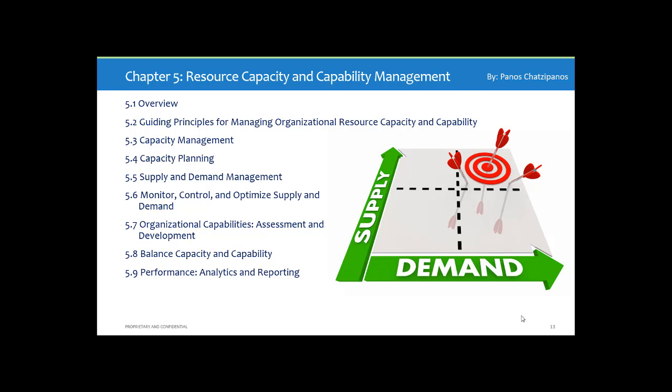The chapter's main sections include the guiding principles for managing organizational resource capacity and capability, capacity planning, capacity management, supply and demand management, monitor, control, and optimize supply and demand, the assessment and development of organizational capabilities, balancing capacity and capability, and performance analytics and reporting.